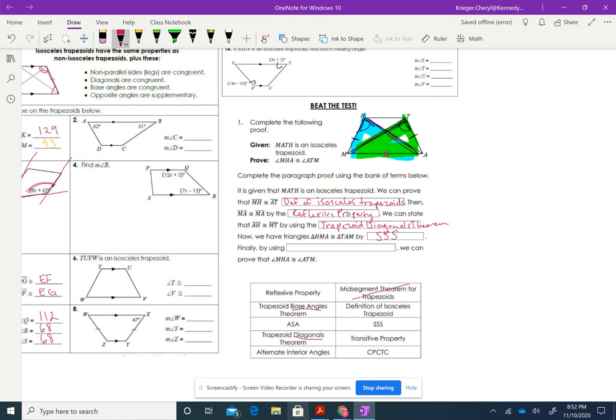Okay, and finally, anytime you have a triangle proof and you're trying to prove parts, corresponding parts of congruent triangles are congruent. So finally, by using CPCTC, we can prove that the angles are congruent.